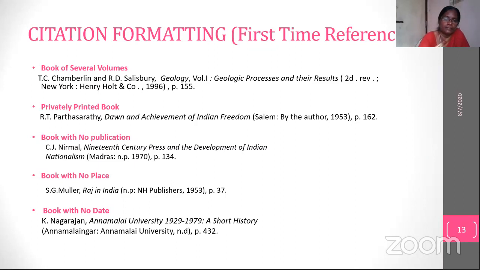And then another one is no date. K. Nagarajan, Annamalai University, 1923-1979, a short history. The place is there, the publisher is there, but the year is not available. No date, ND. You have to look here, ND, no date, no year of publication. So we have to keep in mind NP, no publisher; NP, no place; ND, no date. You have to note down these things.